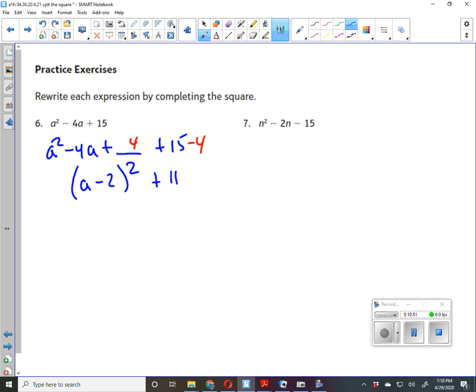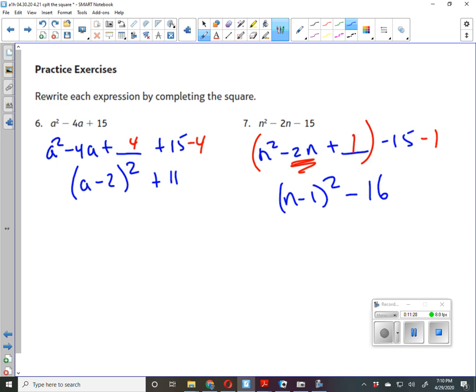And look at the form that it's in. It looks like it's in a form for vertex form, right? And the vertex is 2, 11. Let's do that again. Rewrite this as n squared minus 2n plus something minus 15. Half this middle term squared is going to be 1. If I add 1 here, I'm going to subtract it here. This is now my perfect square. n minus 1 squared minus 16.